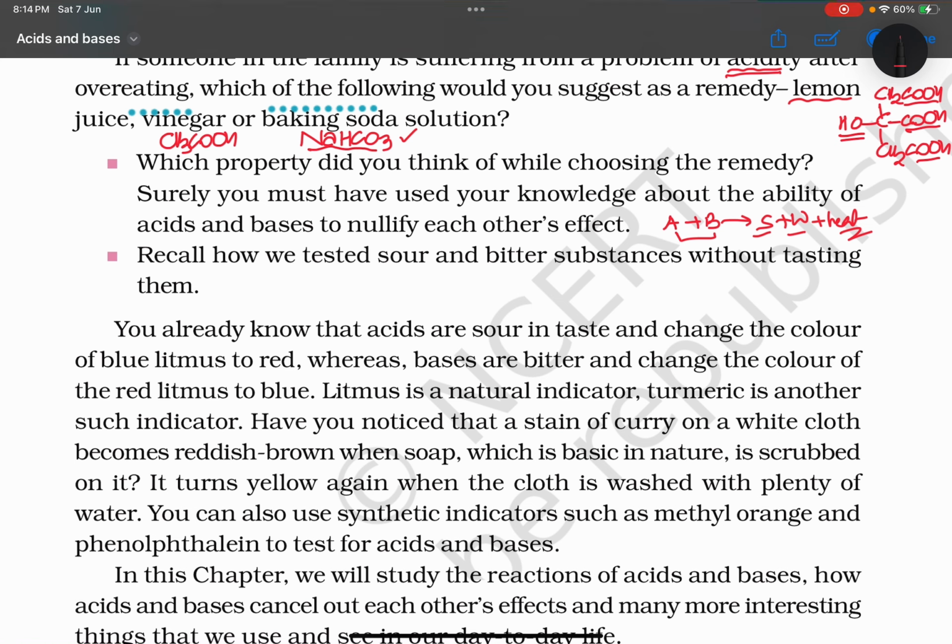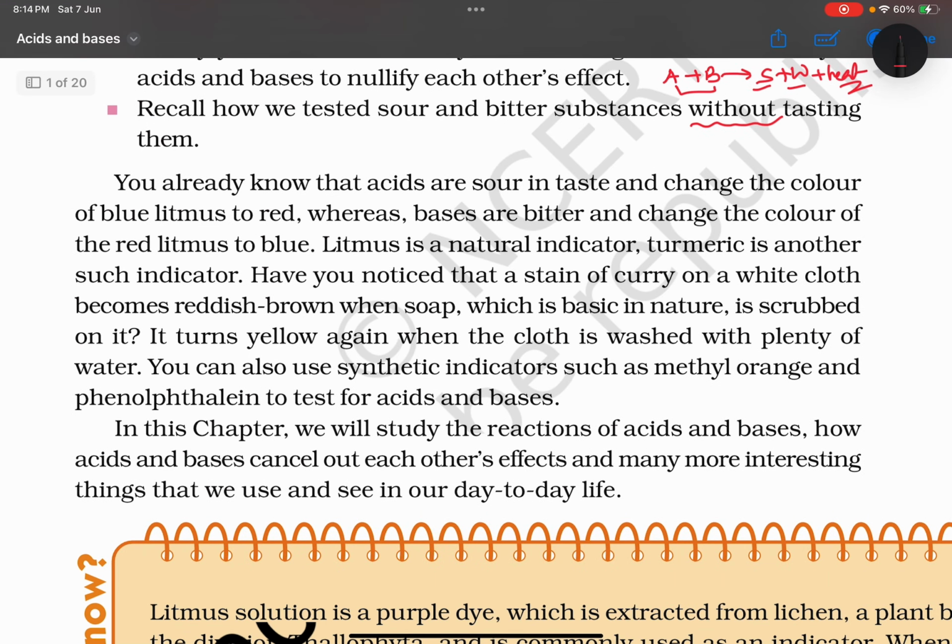Let's recall how we tested sour and bitter substances without tasting them. We should not taste because we don't know whether it is poisonous or not. So without tasting, we need to use indicators. You already know that acids are sour in taste and change the color of blue litmus to red, whereas bases are bitter and change the color of red litmus to blue. Blue to red is acid, red to blue is base. This is well known to you from class 6 or class 7.